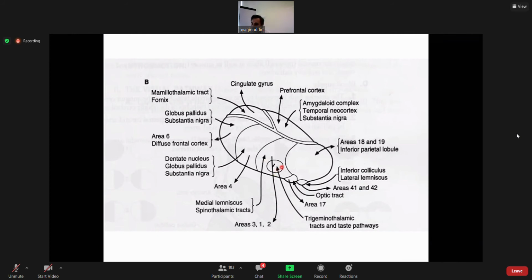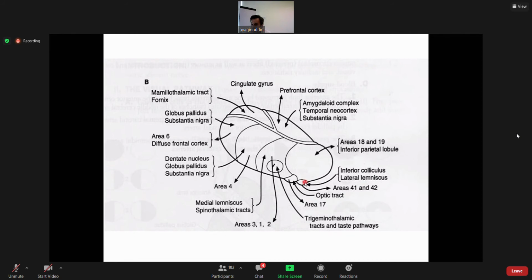Then you have the ventroposterior medial nucleus, which is receiving the trigeminothalamic tracts and the taste fibers, and the output again is going to go to the primary somatosensory area. Now, you are looking at the lateral geniculate body, which is receiving the optic tract, and the output is through the optic radiation going to the primary visual area, which is area 17.